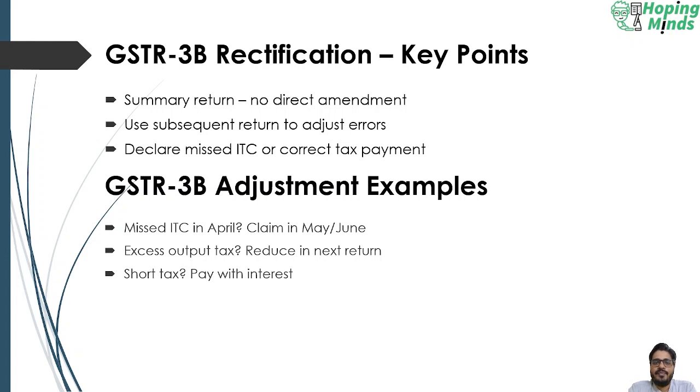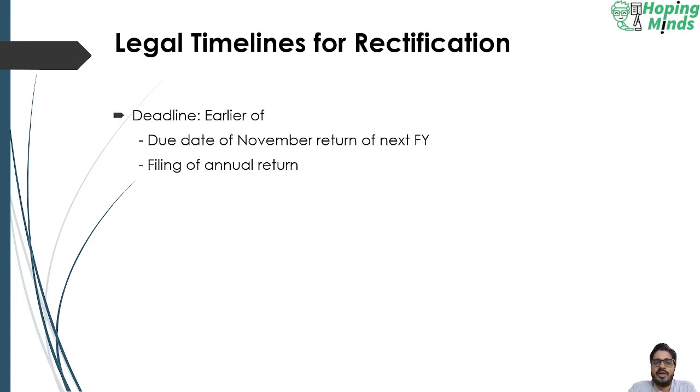Moving ahead, legal timelines for rectification. So amendments or rectifications can be done up to the November month of the succeeding financial year or the filing of annual return, whichever is earlier. Then only original filers can amend the return. Only invoices that are not accepted by the recipient in the IFF or GSTR-2B can be amended. Then no amendment in nil return or return filed through back date is allowed.